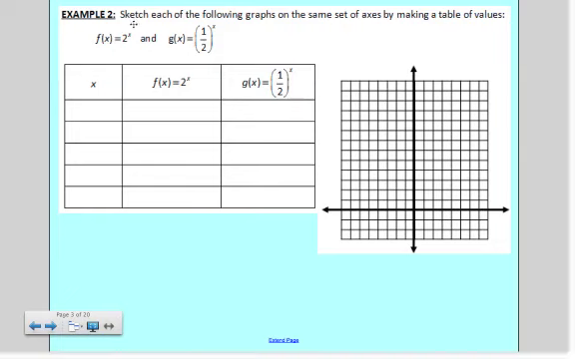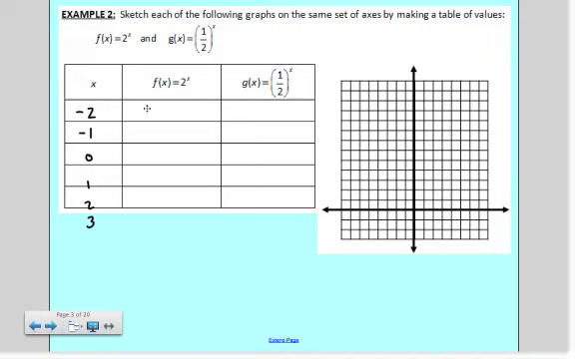Now that we've had a little practice warm-up, sketch each of the following graphs on the same set of axes and make a table of values. I'm going to pick some values for x, nice pretty numbers: -2, -1, 0, 1, and 2. Maybe try 3 too, just for grins.